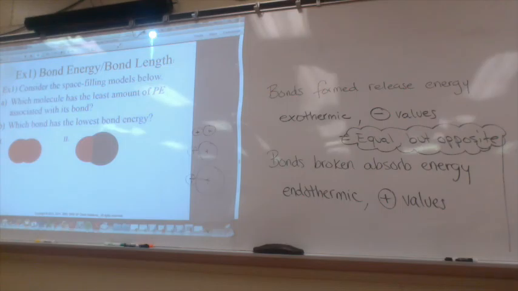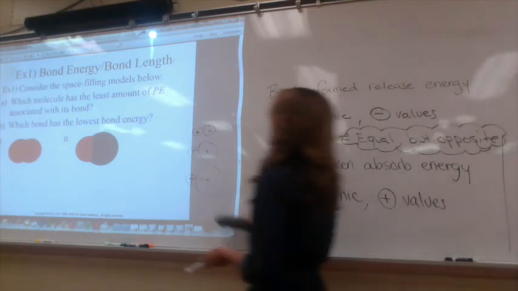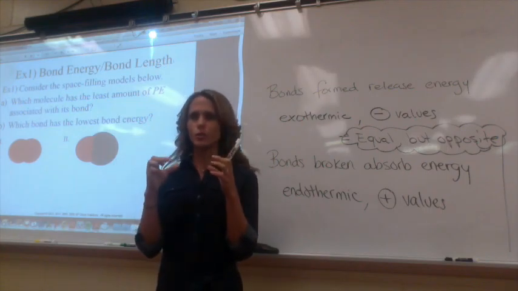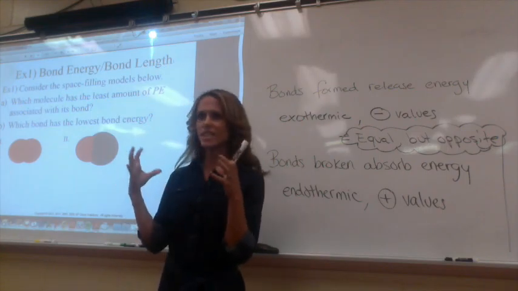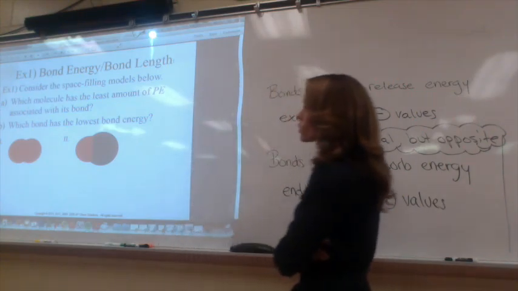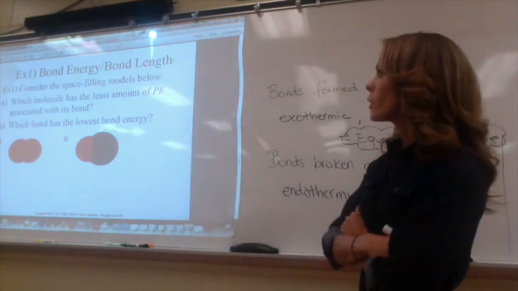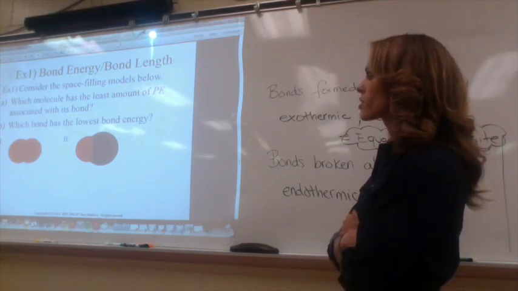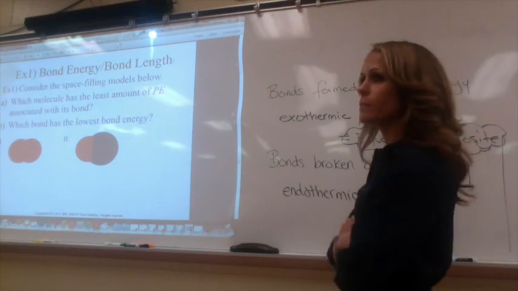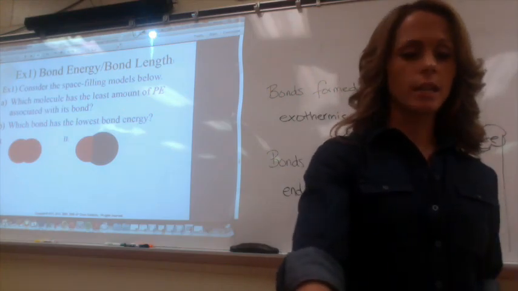All right, consider these space-filling models. Space-filling models are literally just circles that are colored in. They're like dense little balls. They're showing you two different atoms. So part A, which molecule has the least amount of potential energy associated with its bond? And then part B, which bond has the lowest bond energy? So I'm going to give you guys a minute to look at this.